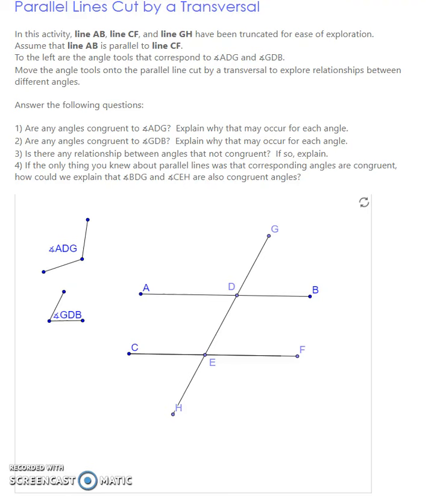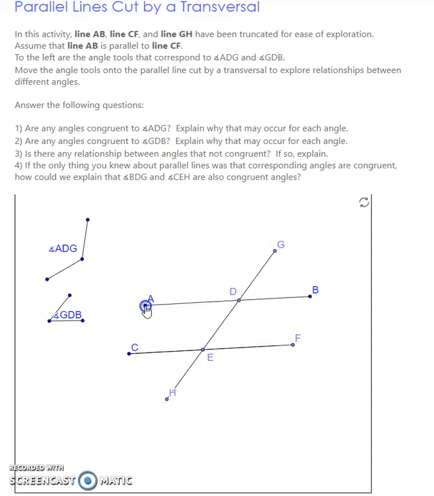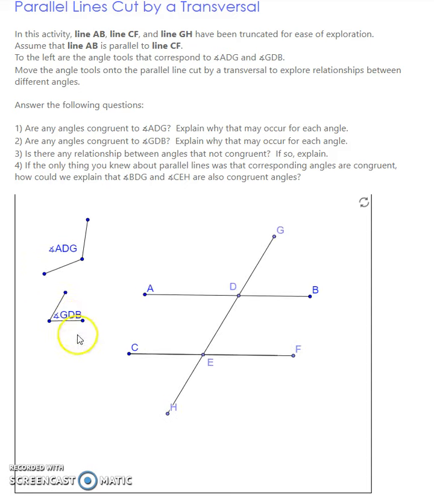So here we're looking at parallel lines cut by a transversal, and I can move these points, and what I'll notice is if I move them, my angles over here move as well, because this one's supposed to measure angle ADJ and this one's measuring GDB. So if I took this little tool and put it on point D and shifted my edges, I'd see, yep, that matches up. So the first question is, are there any other angles congruent to it?